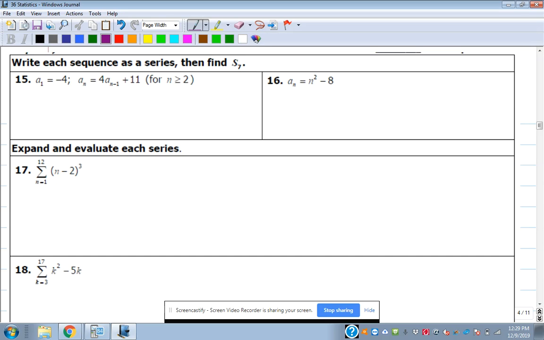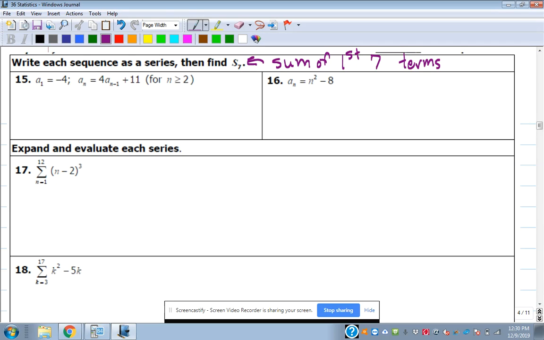Okay? So for number 15, they say, okay, here you have a sequence, and we want to treat it as a series and find S sub 7. That right there just means the sum of the first 7 terms. S sub whatever number. If they said S sub 3, it's the first 3 terms. S sub 7 is the first 7 terms. Add them up. S sub 28, add up the first 28 terms. That's all that means.